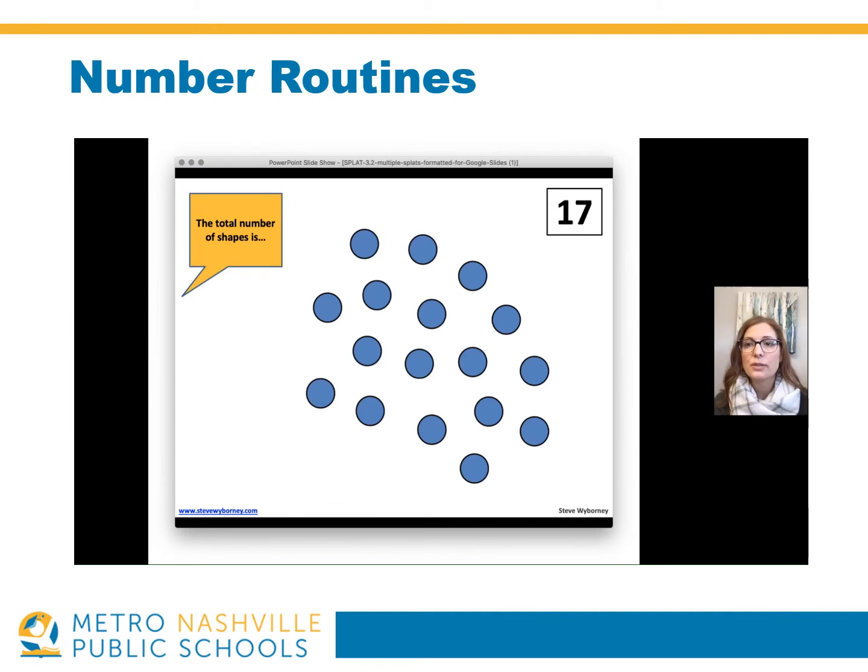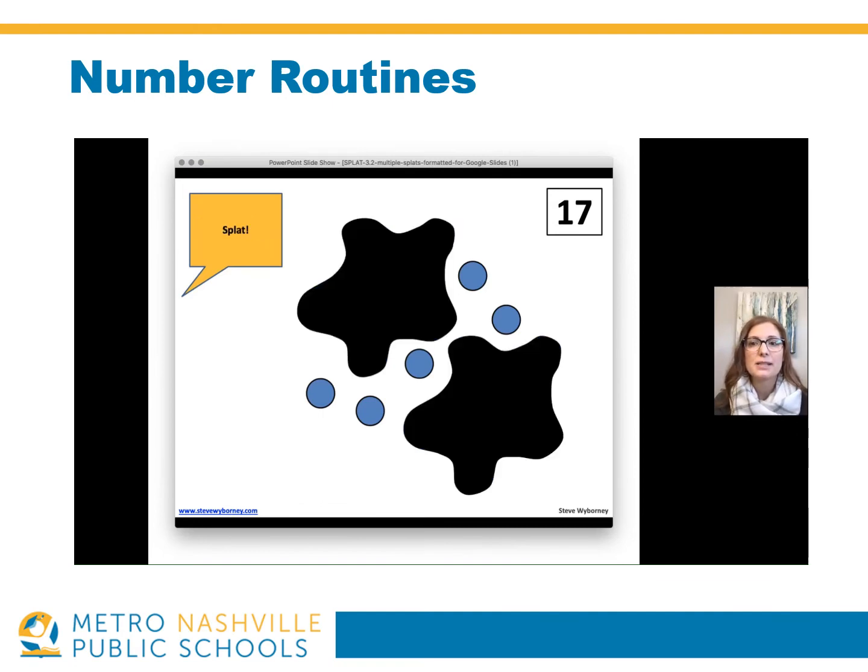So once the total number of dots is revealed, go ahead and click again to put the splats on the screen. Notice how it puts questions on the slide, right? So how many shapes are there under each splat and how do you know? Just for clarity, it doesn't mean different shapes, it means the total number of circles. And it has to be the same under both splats because they are the same color.